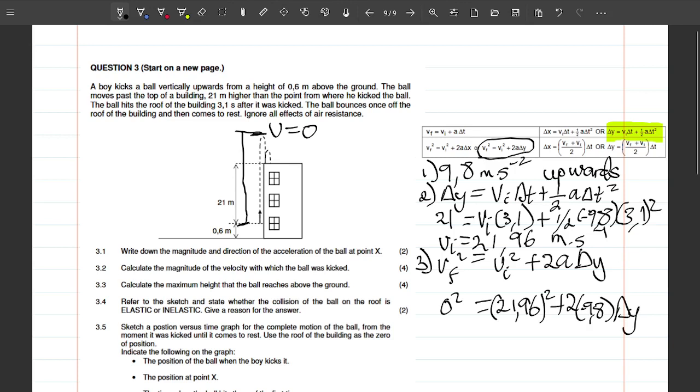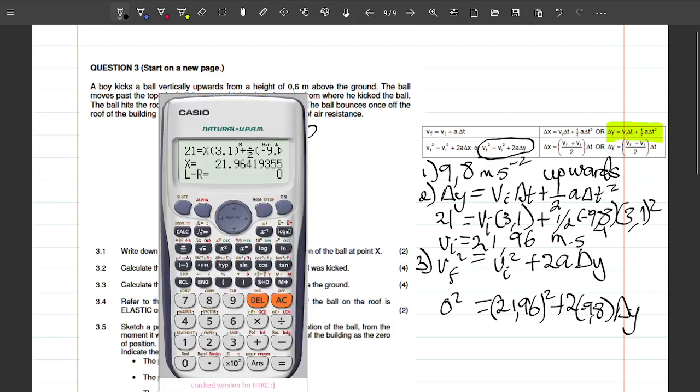Then to solve for y, we're going to use the calculator. Because my calculator is capable of solving, I will do it. And of course, you have to do it manually. So I've got a 0 squared. I honestly don't know why I put in the 0 squared, but anyways, then I've got 21,96 squared. So let me put in brackets to clean this up.